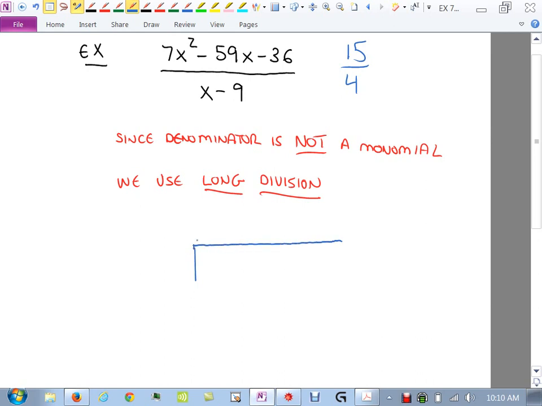And I'm going to make it pretty big because what's going in there? 7x squared minus 59x minus 36. Okay, now just like in my 15 divided by 4, the 4 went on the outside of the box, so here what goes on the outside? X minus 9.